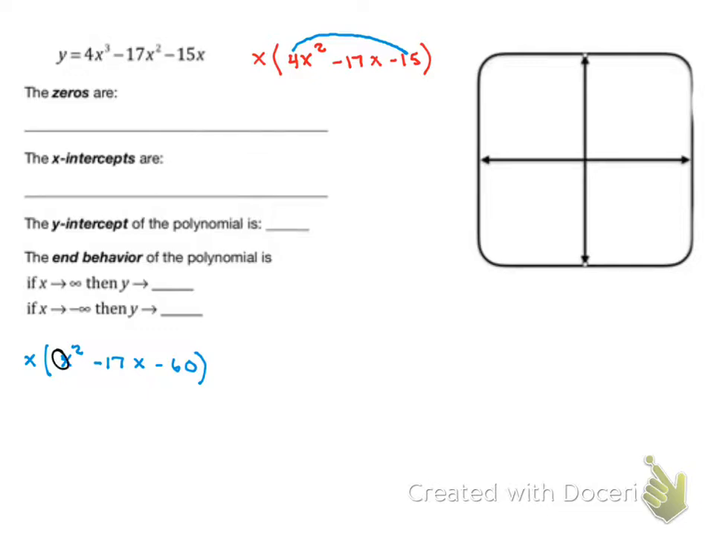So now that a is 1, we can do our diamond. What multiplies up to -60 and adds to -17? We are looking for -20 and 3. So when we rewrite this, this turns into x times (x minus 20) times (x plus 3). So we're almost done here, but remember up here in this step when we multiplied by this 4?